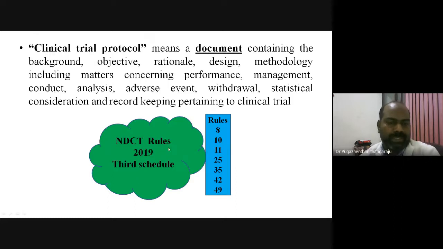As per the New Drugs and Clinical Trials Rules 2019, what the clinical trial protocol document must contain is mentioned in the Third Schedule, and these are the rules. We cannot alter these things. I'm just saying it is mentioned in the Third Schedule: the components of the clinical trial protocol.